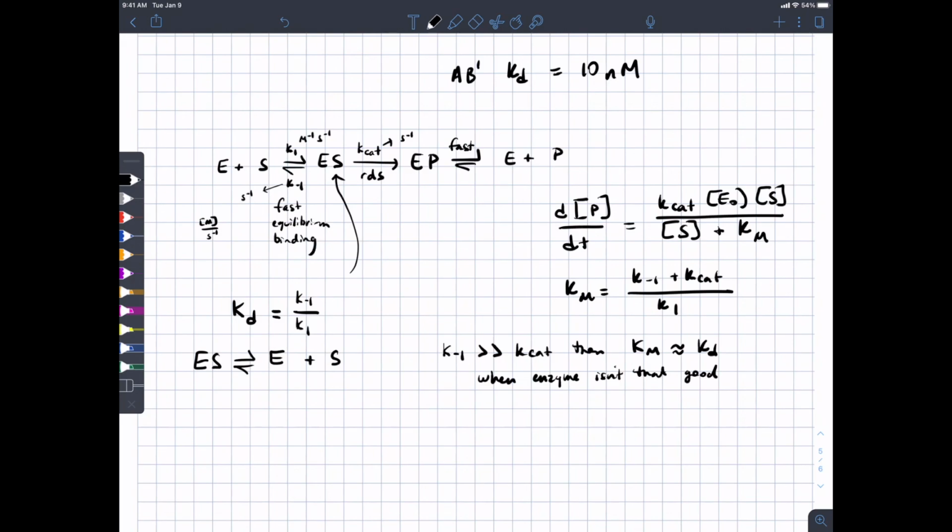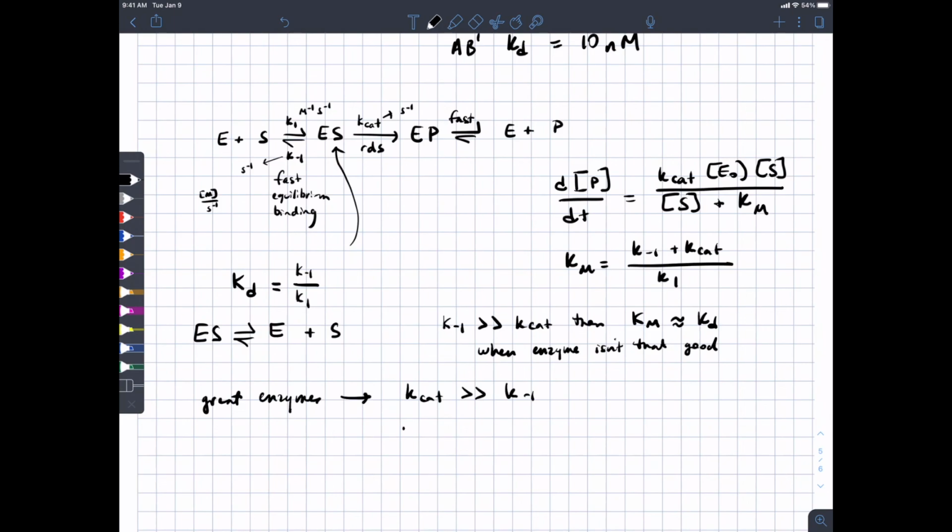In contrast, for really great enzymes, you would want kcat to be much, much greater than k minus 1. Because remember, k minus 1 is the unbinding rate, right? So it's a terrible enzyme if, as soon as you bind, you fall apart before you can go on and do the reaction. And if kcat is much, much bigger than k minus 1, then your Michaelis constant actually has nothing to do with binding. It's really kcat over k1. It's not a dissociation constant, but it describes whether the enzyme is good.